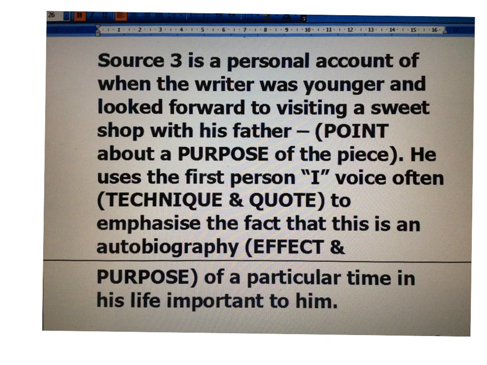He uses the first person I voice often, so there you've talked about technique and you've got a quote, to emphasise the fact that this is an autobiography, there's the effect and the purpose, of a particular time in his life which was important to him.